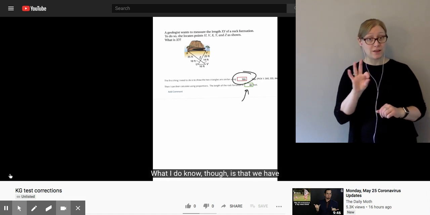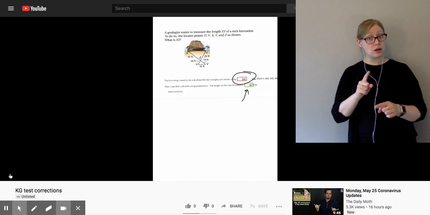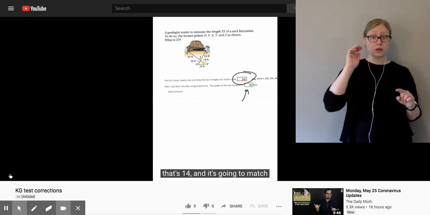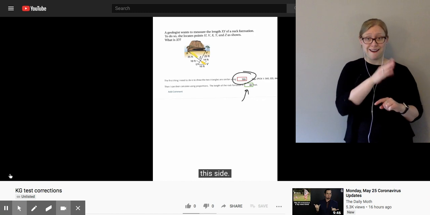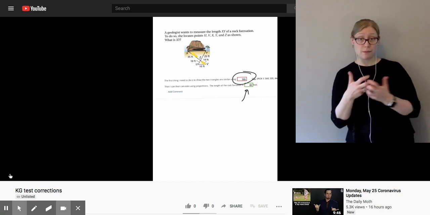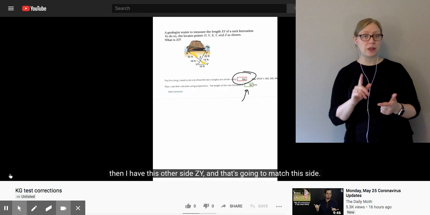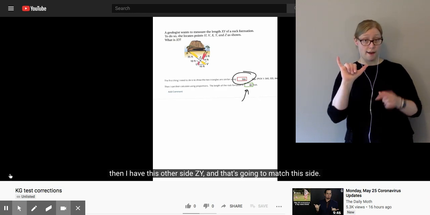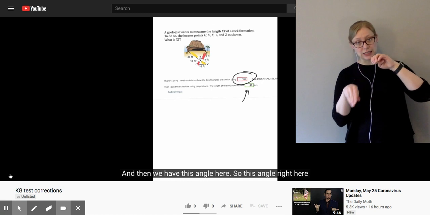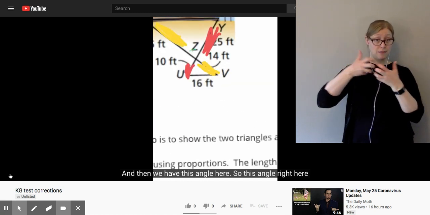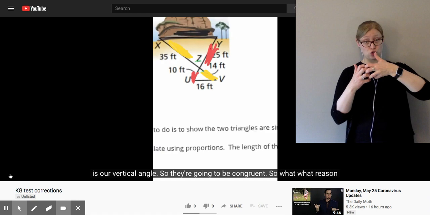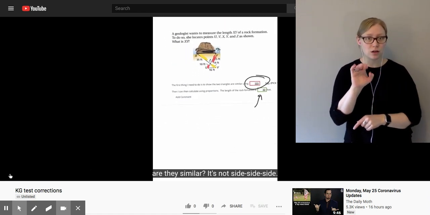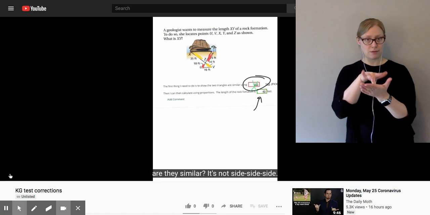What I do know, though, is that we have this side that's 14, and it's going to match this side. And then I have this other side, ZY, and that's going to match this side. And then we have this angle here. So this angle right here is our vertical angle, so they're going to be congruent. So what reason are they similar? It's not side, side, side.